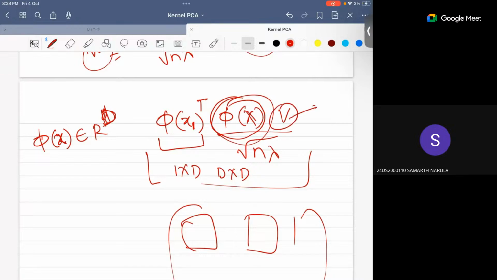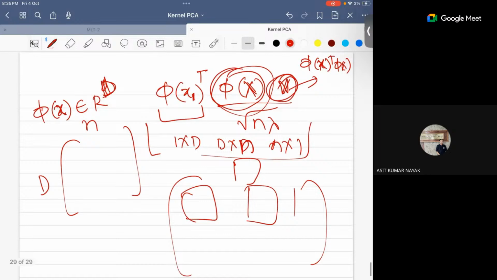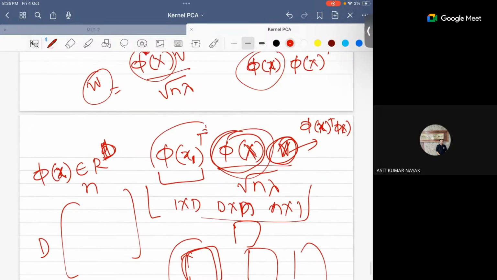And this vector V is what? The eigenvector corresponding to phi x transpose phi x, right? So this again will be d cross n. Then d cross n, and again this will be in the form of n cross n, and n cross one, so it will become 1 cross 1. Because we are just storing the scalar projection. We are just taking the projection of the one vector onto the eigenvector. The eigenvector we can't calculate, but can we store the scalar projection? And in the end we saw that the scalar projection we were able to store.